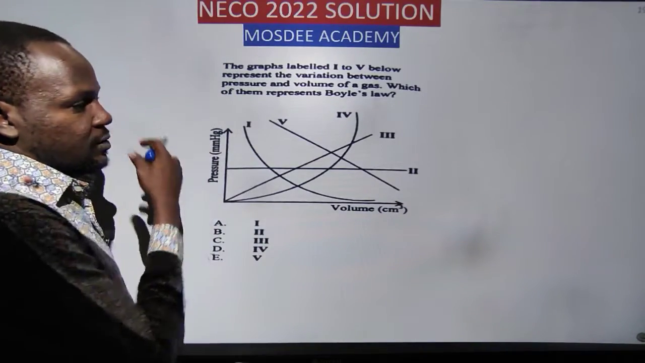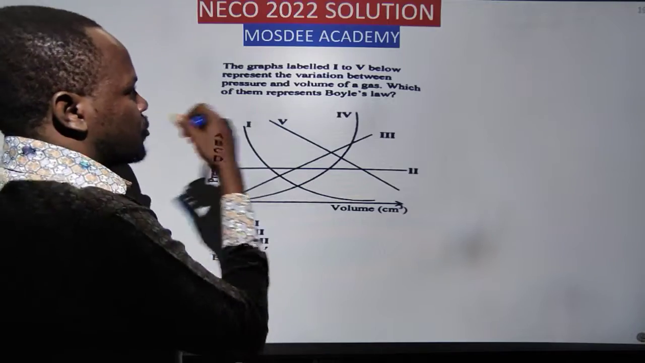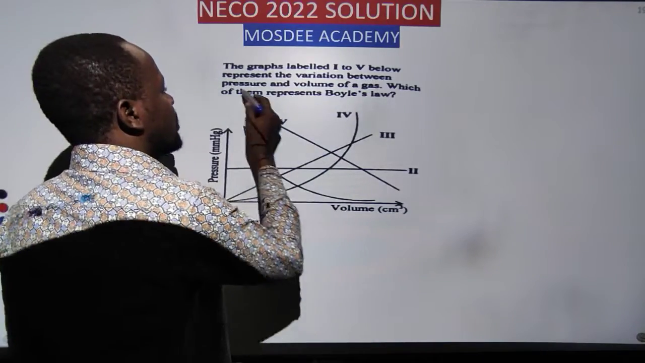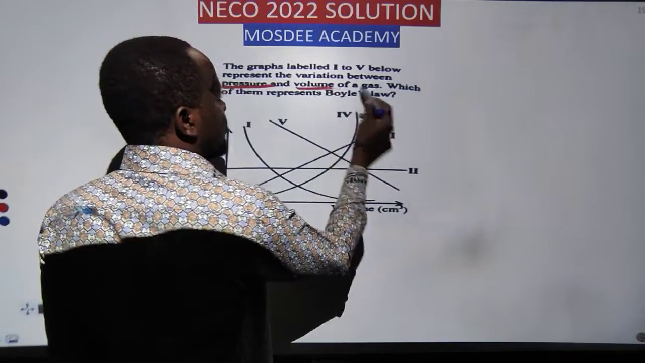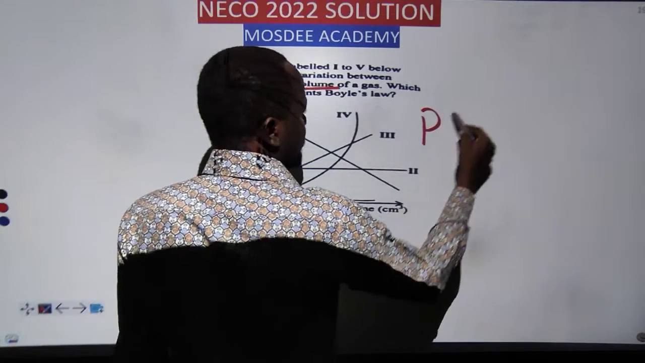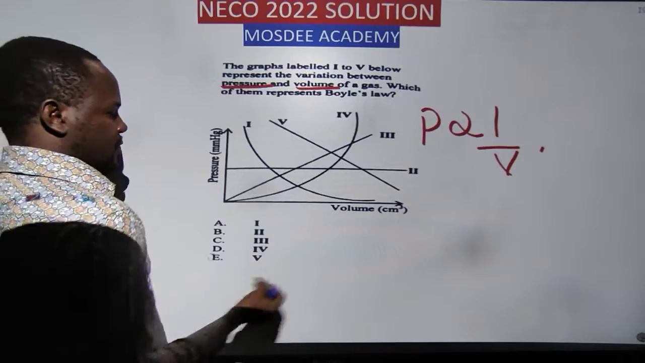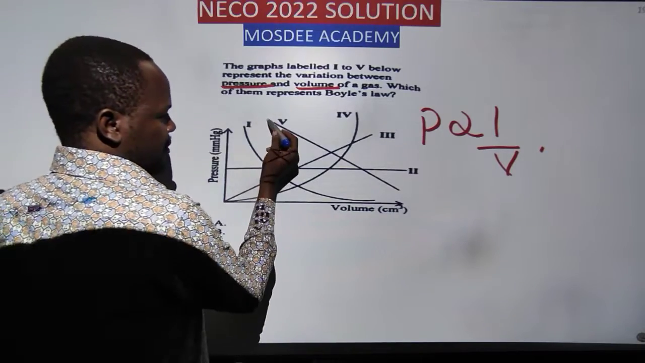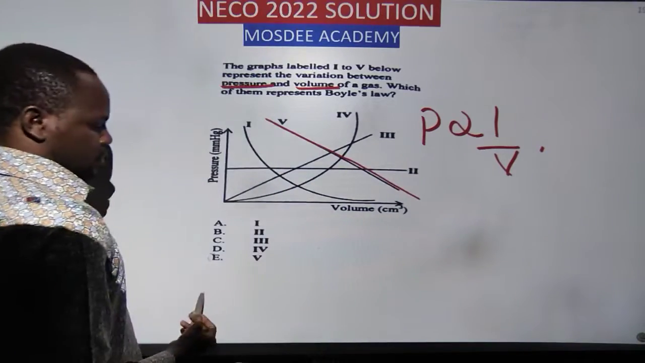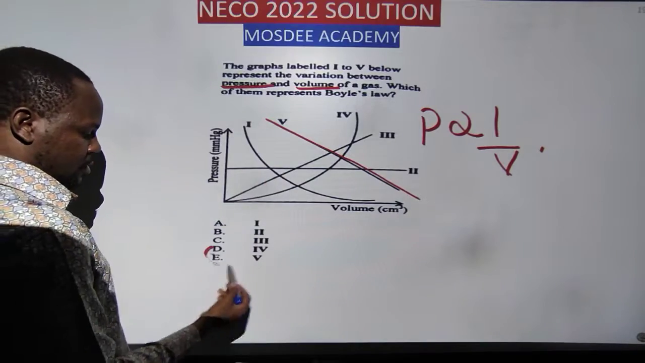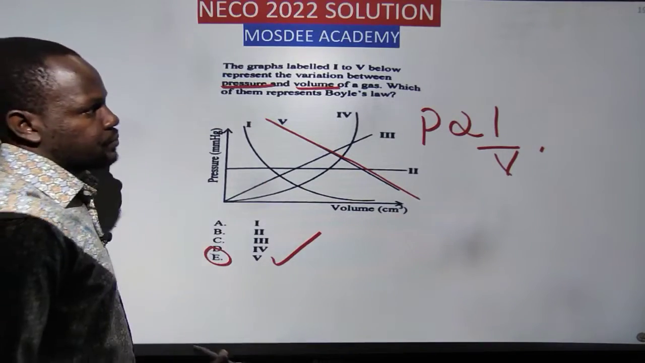The next question says the graphs labelled 1 to 4 below represent the variation between pressure and volume. That's Boyle's law. Pressure is inversely proportional to volume. So you are looking for the inverse graph out of all these graphs. An inverse graph is a graph that comes like this. So which one is that graph I just touched? This one.